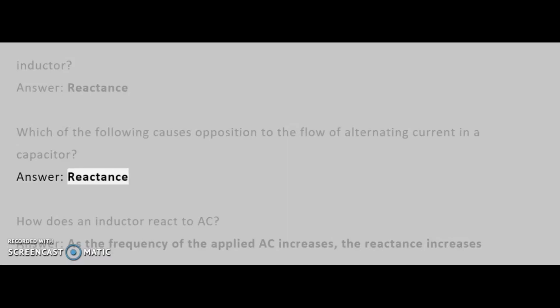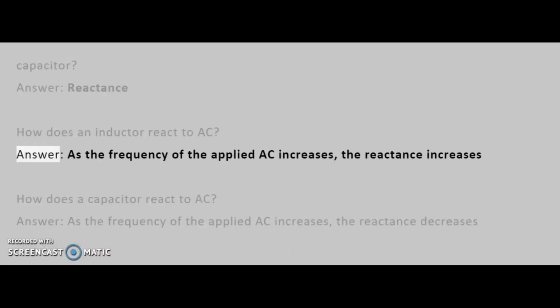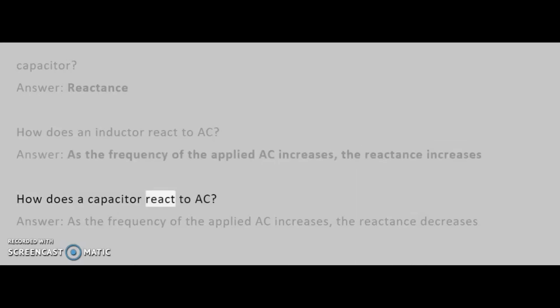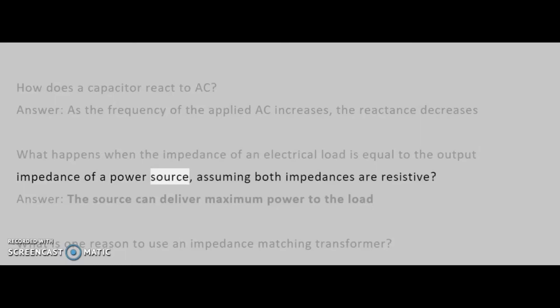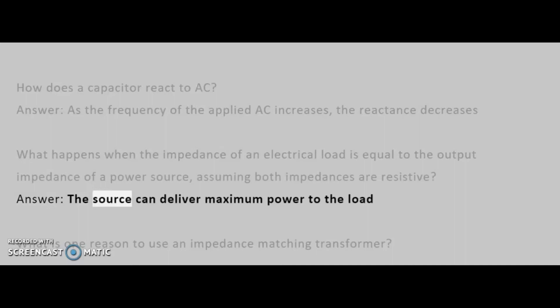Answer: reactance. How does an inductor react to AC? Answer: as the frequency of the applied AC increases, the reactance increases. How does a capacitor react to AC? Answer: as the frequency of the applied AC increases, the reactance decreases. What happens when the impedance of an electrical load is equal to the output impedance of a power source, assuming both impedances are resistive? Answer: the source can deliver maximum power to the load.